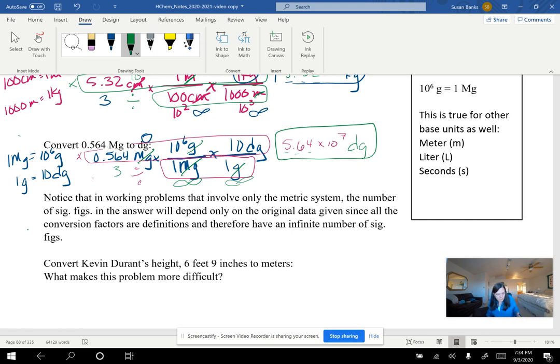Okay, notice that in working problems that involve only the metric system, the number of significant figures in the answer will solely depend on the original data given, since all the conversion factors are definitions and therefore have an infinite number of significant figures. Now, when we're mixing English system with the metric system, that's not always so. So that will be our lesson for tomorrow.